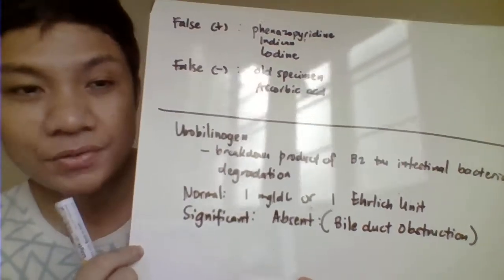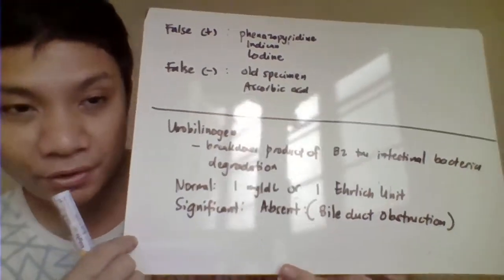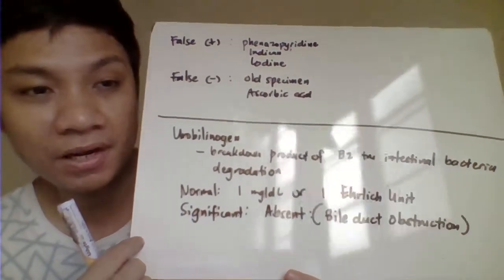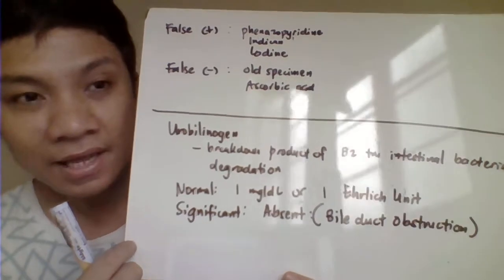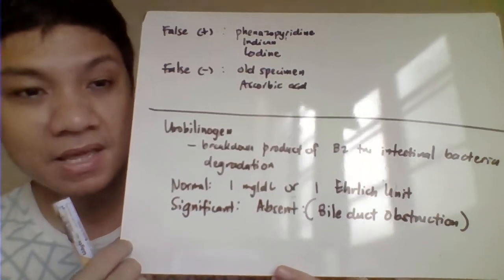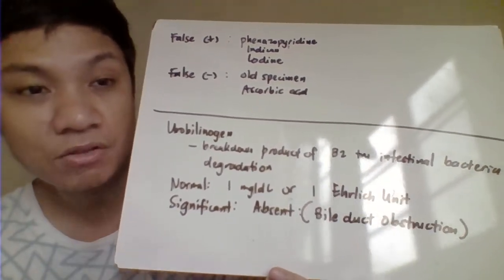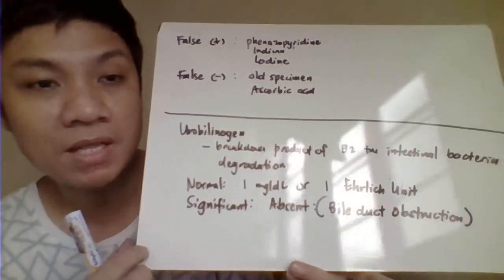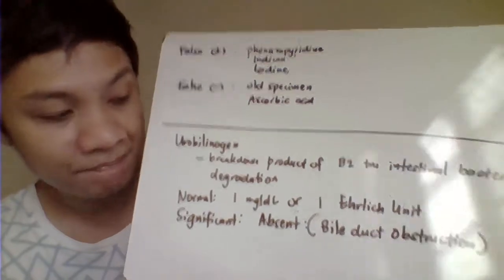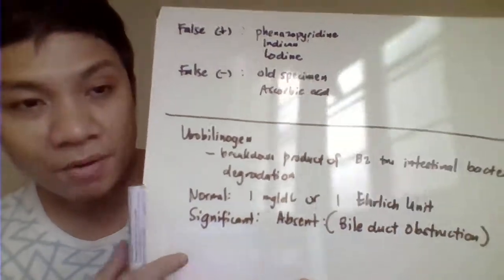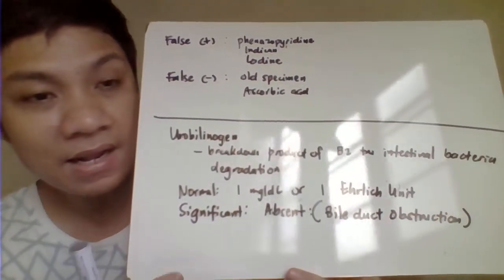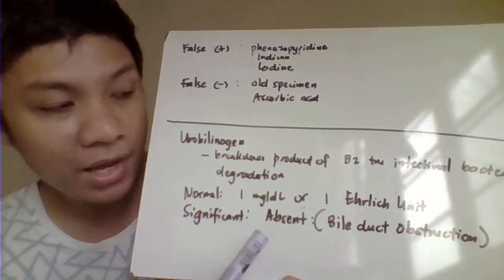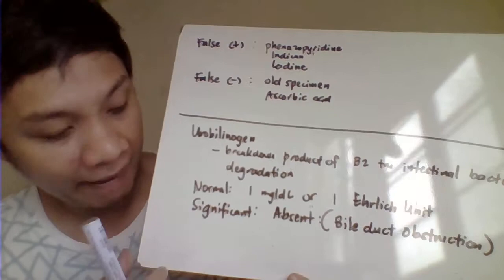Okay, next we have here closely related to your bilirubin, we have your urobilinogen. Again, urobilinogen is a breakdown product of your conjugated bilirubin that is being acted upon by intestinal bacteria that could be converted here to your urobilinogen only if your conjugated bilirubin will go to your small intestine. Okay, normally, we are excreting urobilinogen at a concentration of 1 mg per dl or 1 Ehrlich's unit per day.